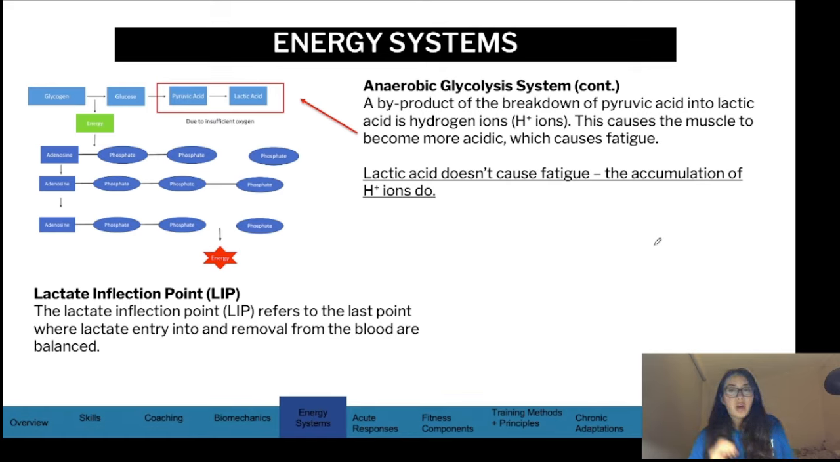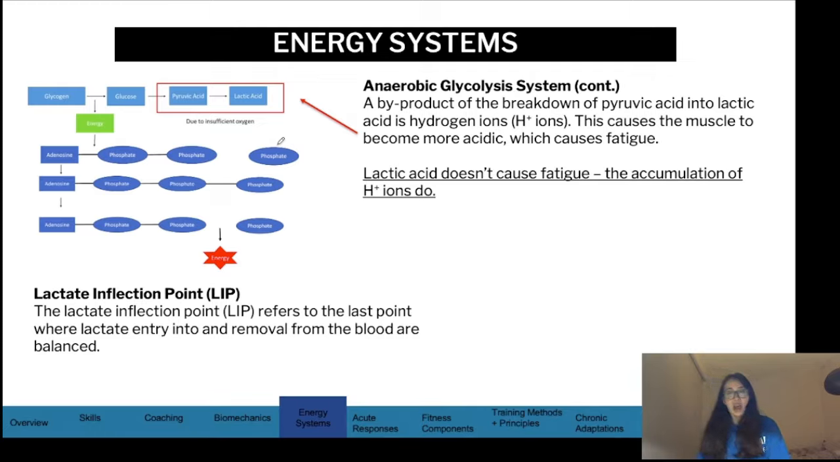So continuing on from this, anaerobic glycolysis can produce some byproducts which can be a bit problematic. A byproduct of the breakdown of pyruvic acid into lactic acid is hydrogen ions. And so people think lactic acid's really bad. It's not the lactic acid itself, it's actually the hydrogen ions which are associated with the lactic acid.